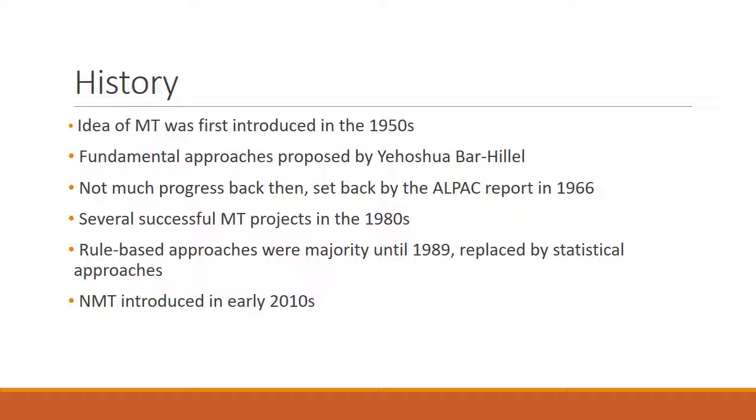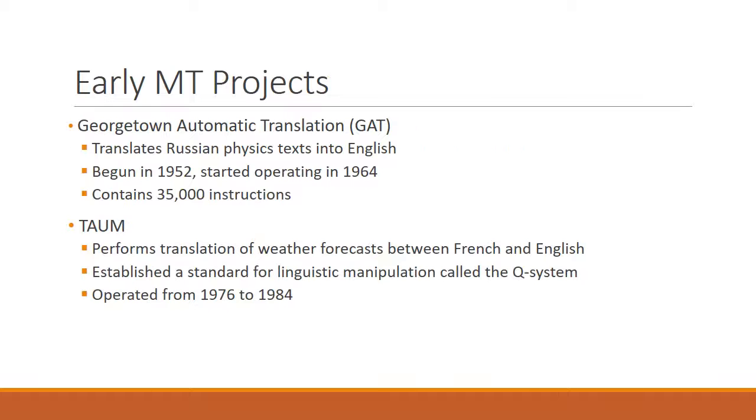In the 1980s, several successful operational machine translation systems brought the attention of researchers back to this topic. Since 1989, rule-based approaches were gradually replaced by statistical methods and example-based approaches. Neural machine translation, introduced in the last several years, indicates the future of machine translation.